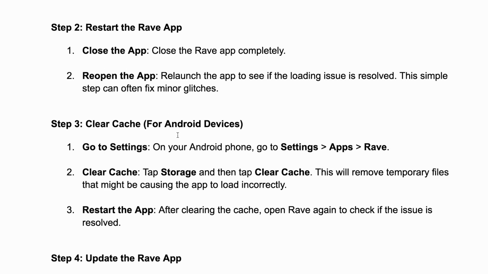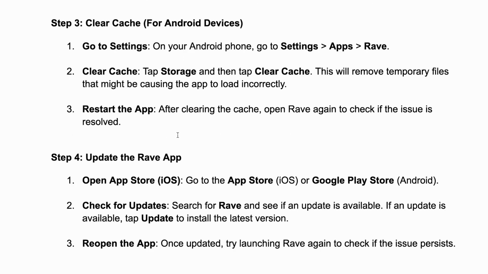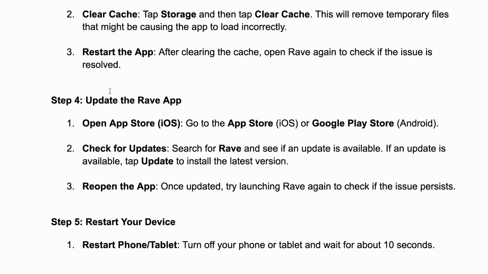Then restart the Rave app. Close it completely, and then reopen it and relaunch the app to see if the loading issue is resolved. For Android devices, just clear your cache by going to Settings, Apps, Rave, tap Storage, then tap Clear Cache. Then restart the application.